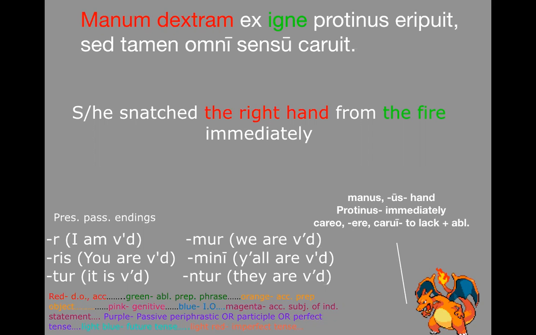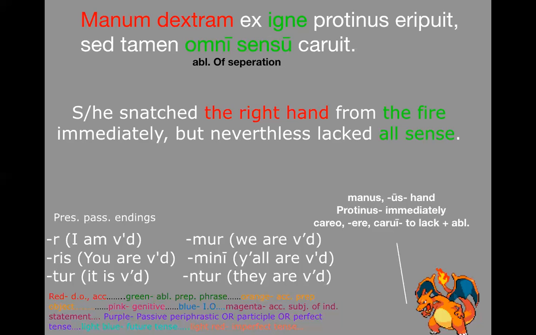Caruit at the end is also perfect tense, again because of the u. We keep seeing these perfect tense verbs where the u showing up is the indicator. But nevertheless, he lacked all sense. So lacked all sense. All sense feels like a direct object there, right? But those aren't accusative. It's an ablative of separation.